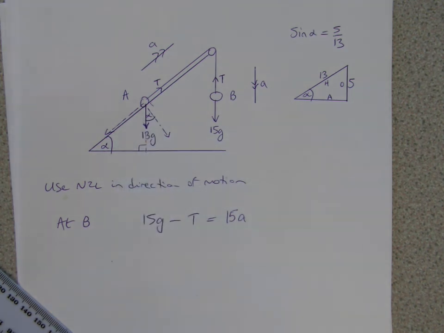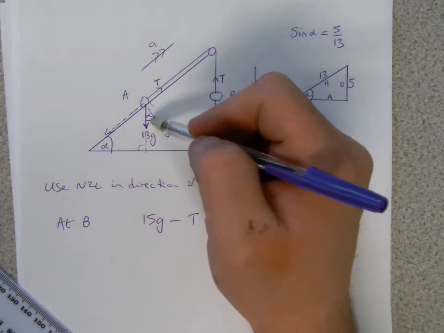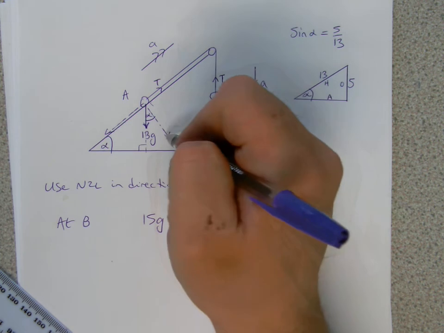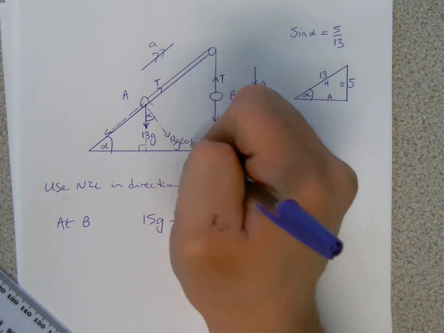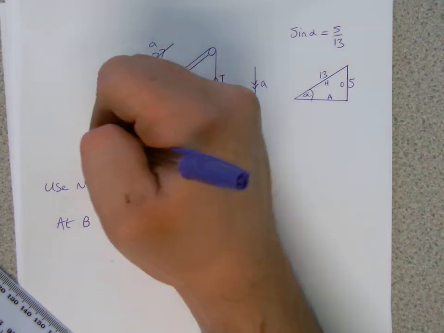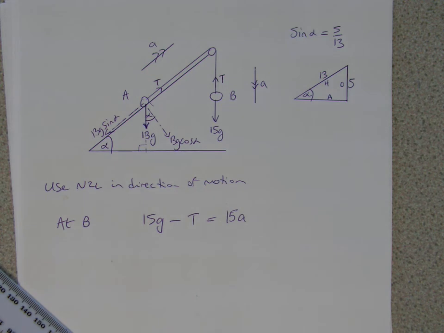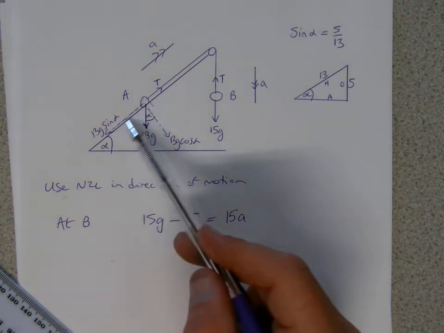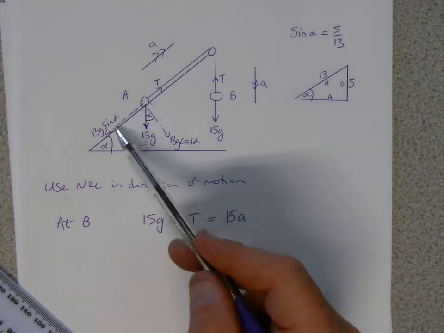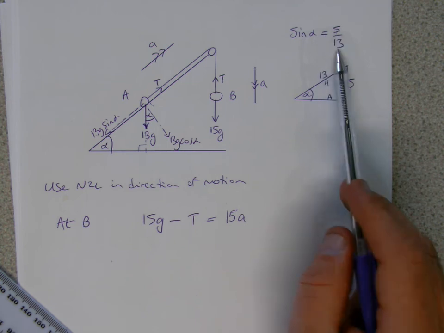And when we resolve them, we've got to appreciate that along here, because the angle is with it here, this will be 13g cos alpha, going back to coplanar forces. And then here, this will be 13g sine alpha. Brilliant. Now we have the component of that force along the string. Notice here I've put down sine alpha is 5/13, because that's what they give in the question.